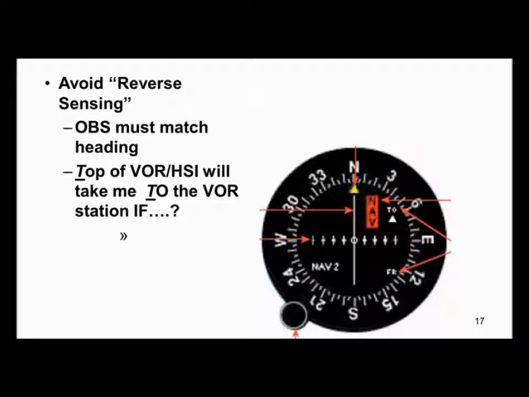Probably a better way to write this, instead of saying that OBS must match your heading: your OBS needs to match the magnetic course or direction you're trying to fly, because it only works for your heading if there's no wind. So you've got to cross out the word heading. The top of the CDI needs to match. Maybe that's a better way to write it. The top of your CDI needs to match the magnetic course you want to travel.